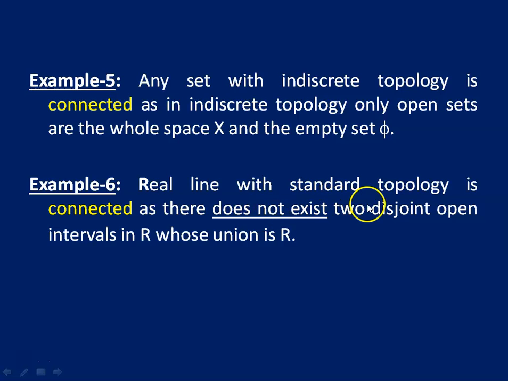The real line with standard topology, or usual topology, is connected, because we know that the open sets in the real line with standard topology are either open intervals or unions of open intervals. So in the case of the real line, we cannot find two disjoint open intervals whose union is R itself. So we cannot have a separation in the case of the real line. So the real line with standard topology is always connected.